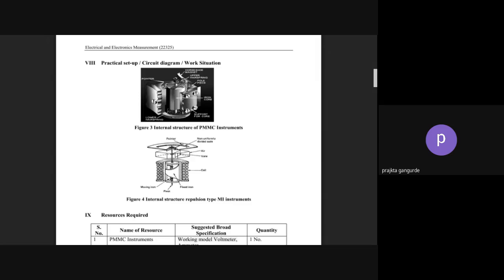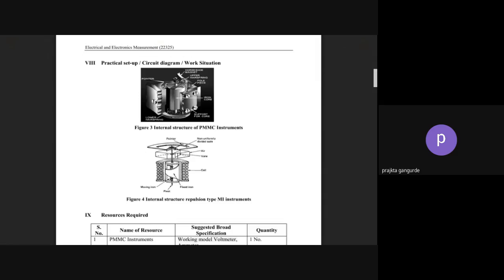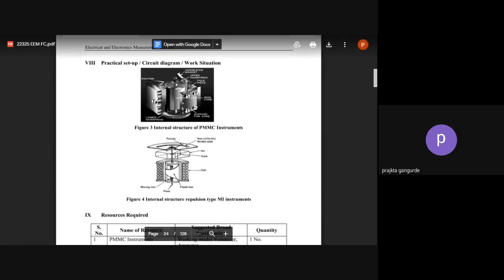Then this one is the uppermost spring, lowermost and uppermost. There are two springs attached to the spindle, which are required to produce the controlling torque. Then this part is the permanent magnet. This magnet is required to produce the magnetic field. This one is the internal structure of your PMMC instrument.